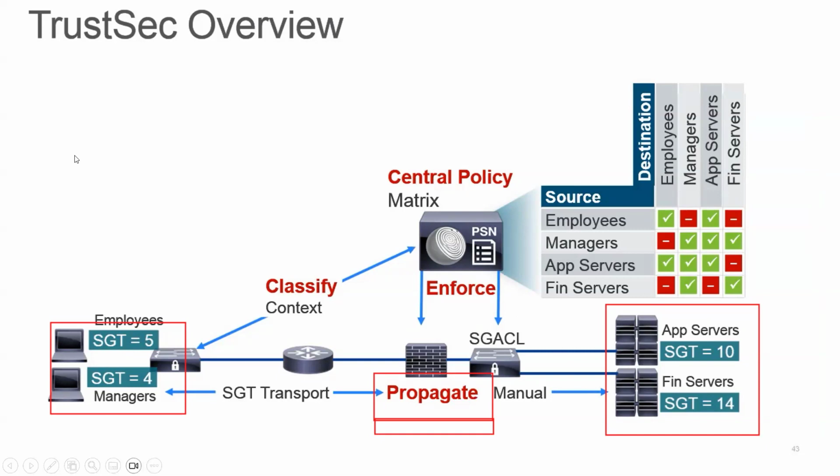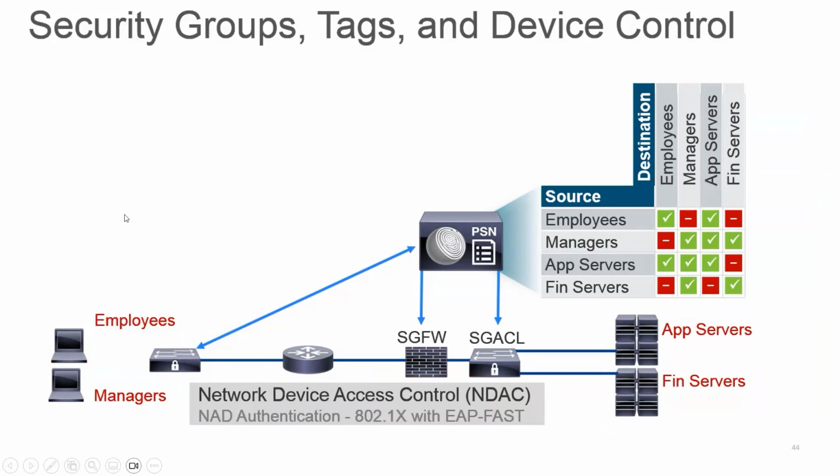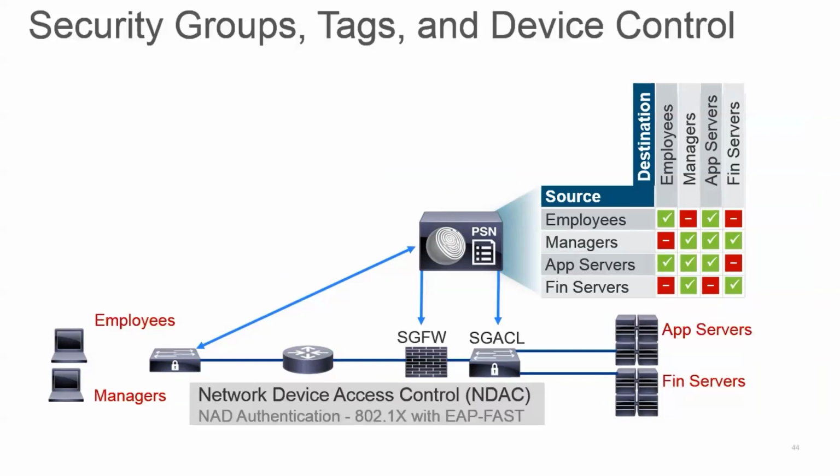There are three areas we have: classification, propagation, and enforcement of the TrustSec tags. Although these are very big things, like, we are using TrustSec SGACLs, we are doing classification, propagation, enforcement, behind the scenes it is just a policy. Create the policy within the group, assign the tags, create the contract in between them, and it will work.